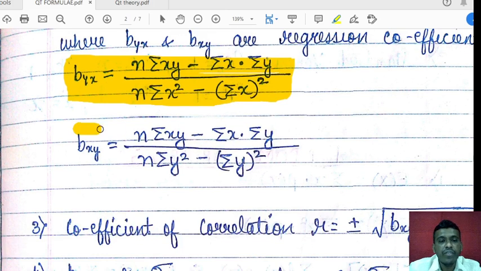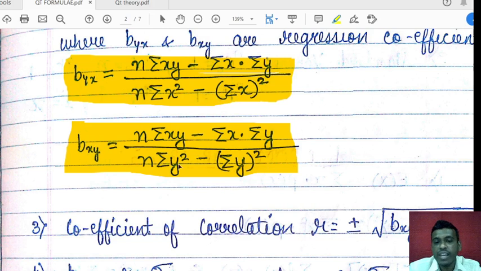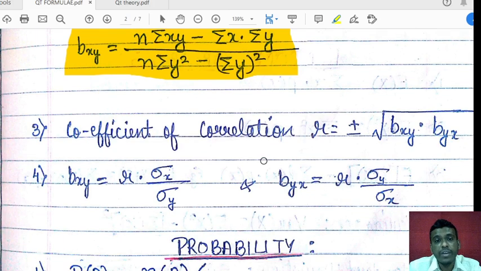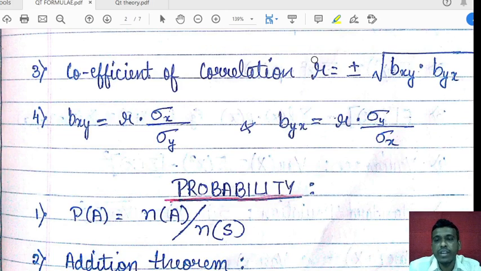Similarly, the bxy formula is this, only the denominator changes. If you see both, the numerator remains the same for bxy and byx. Only the denominator changes. And what is the denominator? For y on x, x is below, and for x on y, y is below. This way you can understand; there is nothing like x on y necessarily means y is below, but just for remembering sake, you can remember it this way. This is one trick to remember the formula and not get confused. There are a lot of similar looking formulas, so you need some trick to remember this.